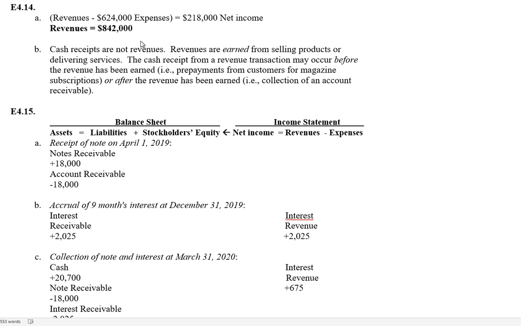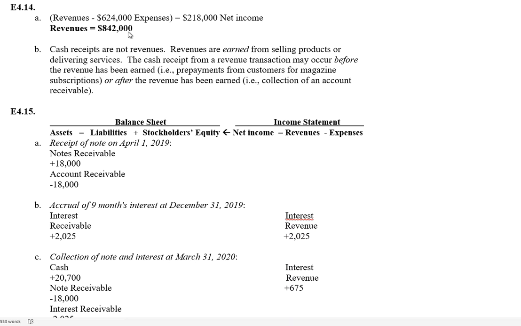They give you an expense amount, they give you the net income, and what you have to do is add these two together, add this one to this one, to get the revenues. You'll see that the cash receipts amount is 780, which has absolutely nothing to do with revenue. Remember that we record revenue whether we receive the money or we don't. If we earn it, we record it. So it's a sticking point that they love to mess with you on.